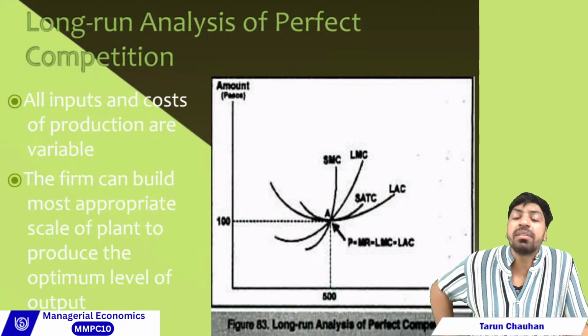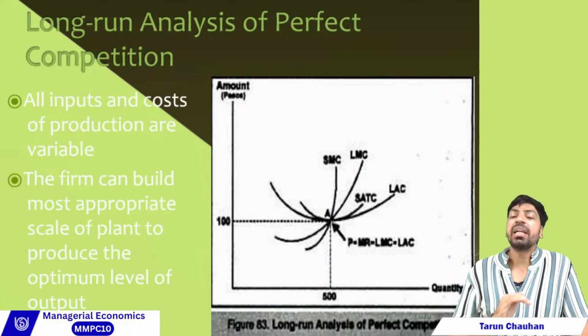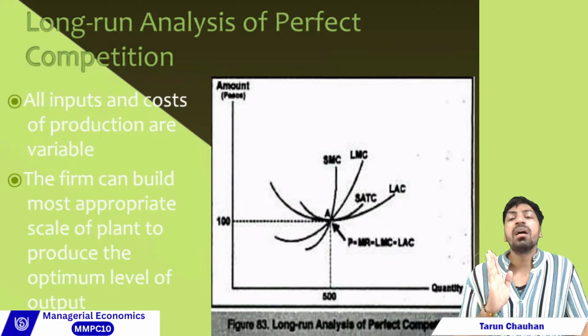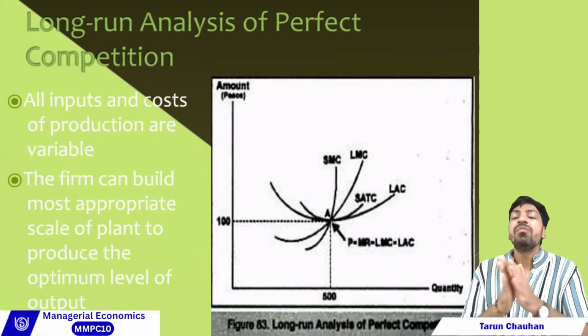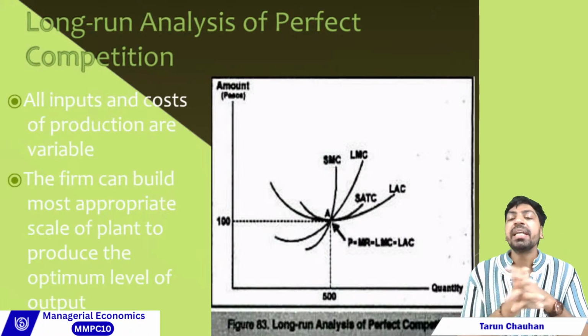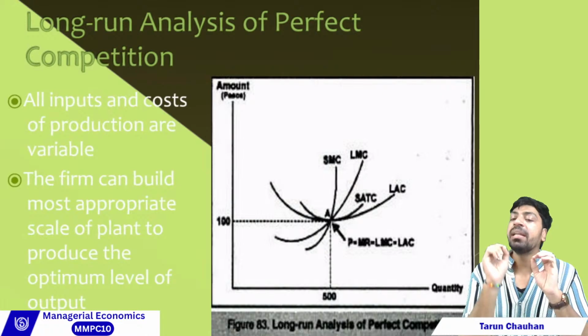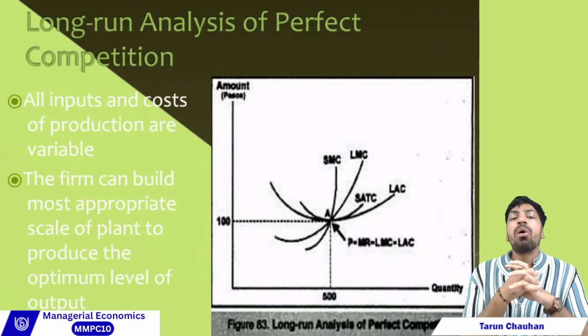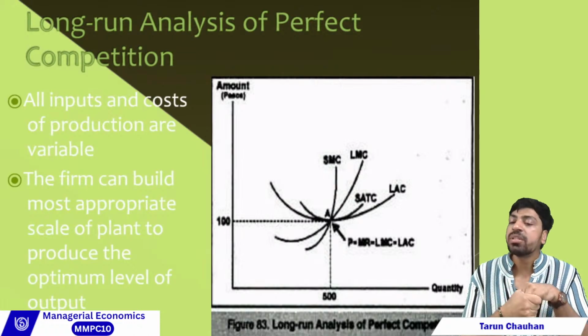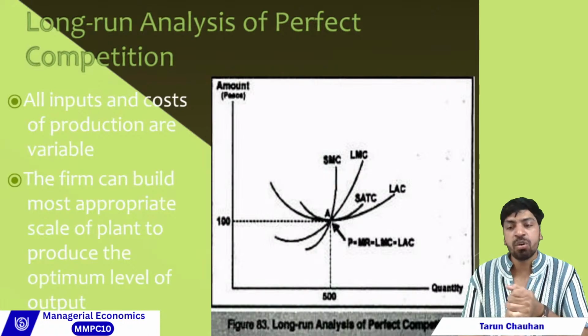If you can see on the screen, just draw a rising marginal cost curve, which is called the short run marginal cost curve, where all these curves will intersect at the minimum point, and that point is where price equals marginal revenue equals long run marginal cost and long run average cost.